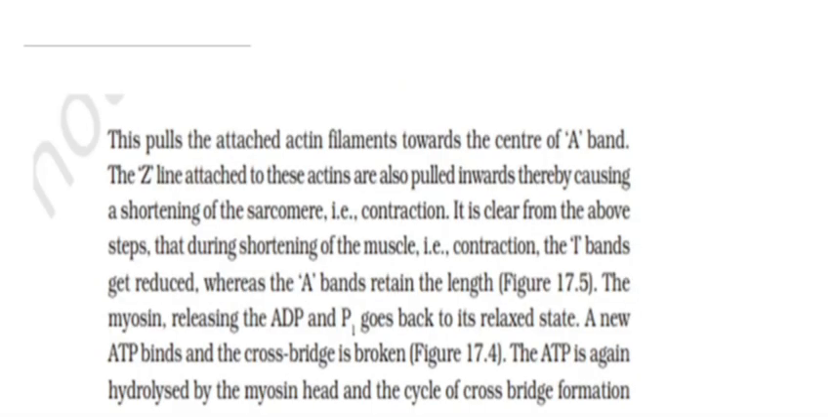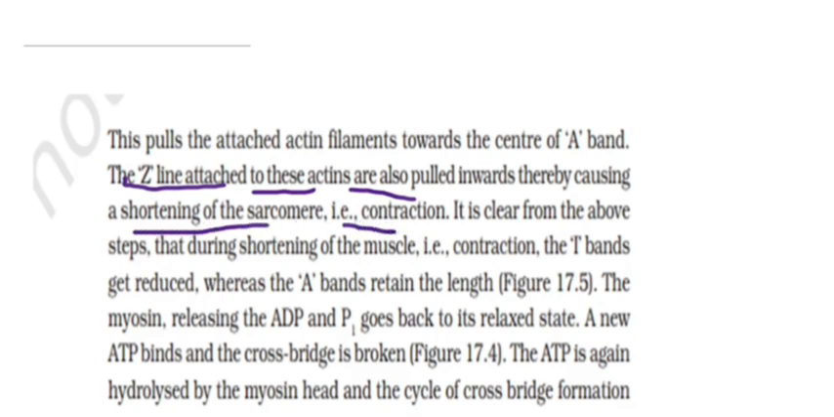Here it's written: this pulls the attached actin filament toward the center of the A band. So with the sliding of the head of the myosin, the actin filament that is attached is pulled toward the center of the A band. The Z line attached to these actins is also pulled inward, thereby causing a shortening of the sarcomere. So what is happening with the Z line? It is contracting. Okay, we will underline this point with the sliding action.